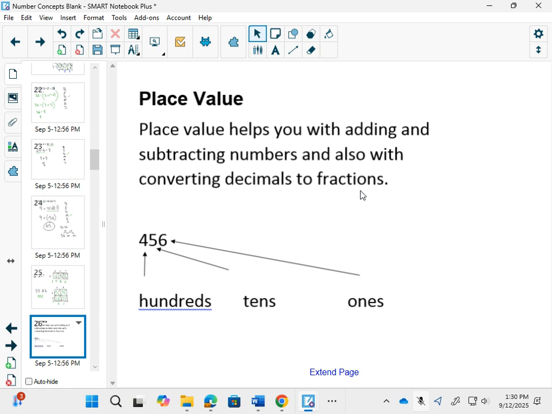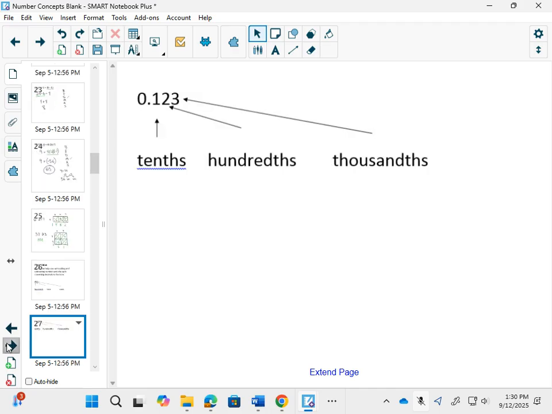So every time you have a place, it's representing something. So the 4 is in the hundreds, the 5 is in the tens, the 6 is in the ones, and same thing in decimals. The first decimal place is your tenths. The second one is your hundredths, and your third one is your thousandths.